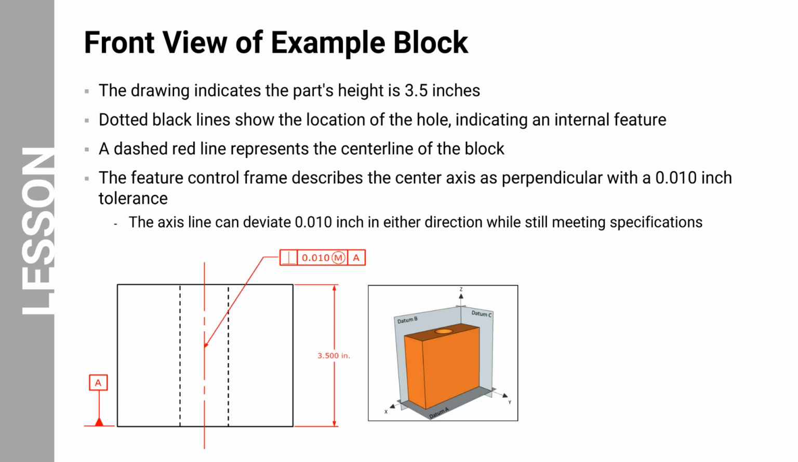The dashed red line indicates the center line of the block. The corresponding feature control frame describes this center axis as perpendicular with a tolerance of 0.010 inch. This means that the axis line can bend 0.010 inch in either direction and still meet engineering specifications.